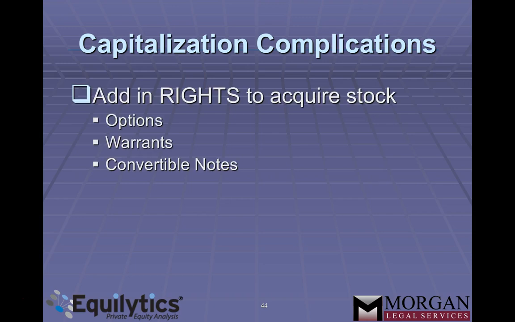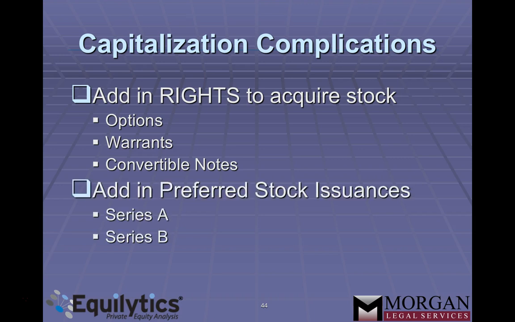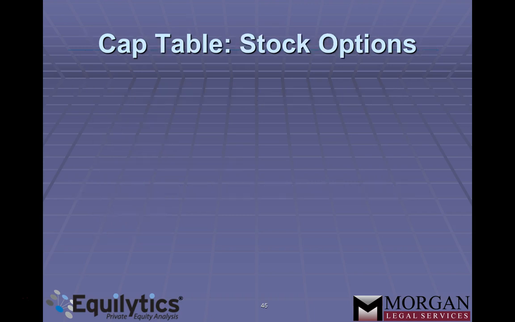First, we can add in the rights to acquire stock. These were the stock options, the warrants, the convertible notes. If we issue options, warrants, or notes, we want to show them in the cap table. We want to express them. We can add in preferred stock. Once we have series of preferred stock that we've issued, we want to show that in the cap table. So let's start with an example using stock options.